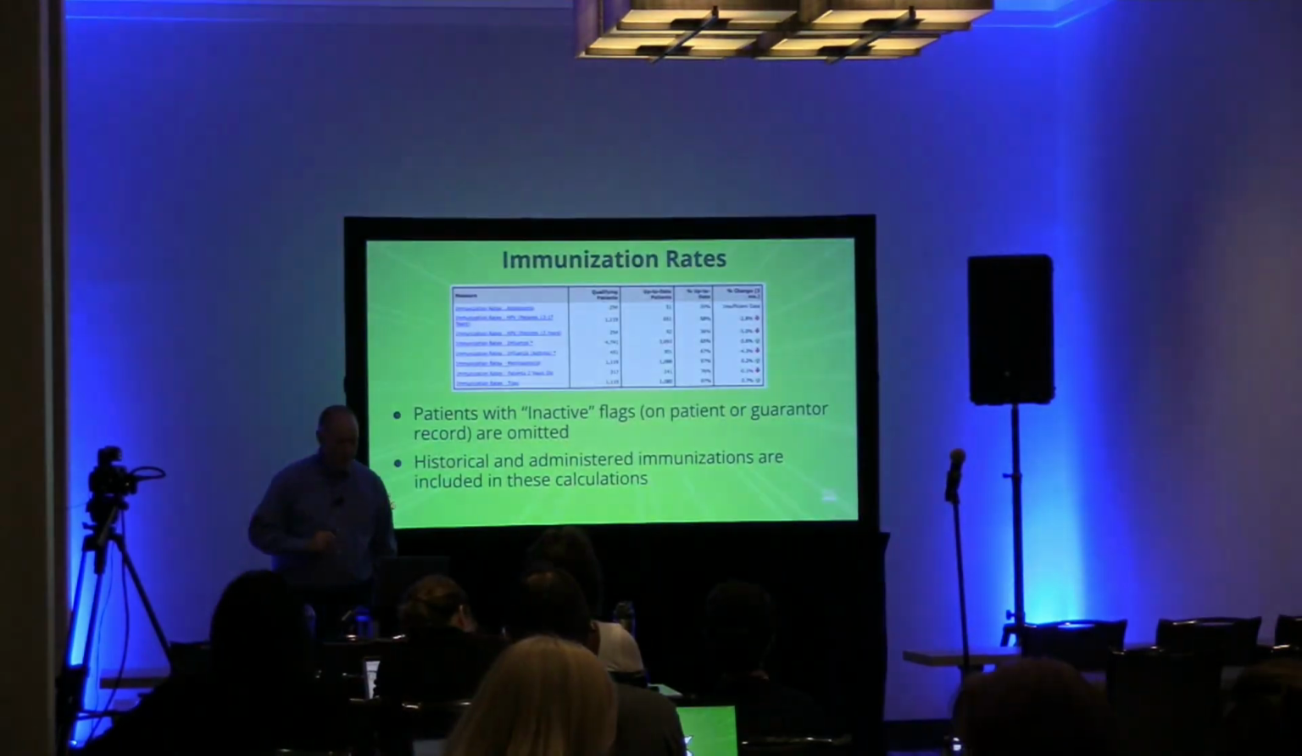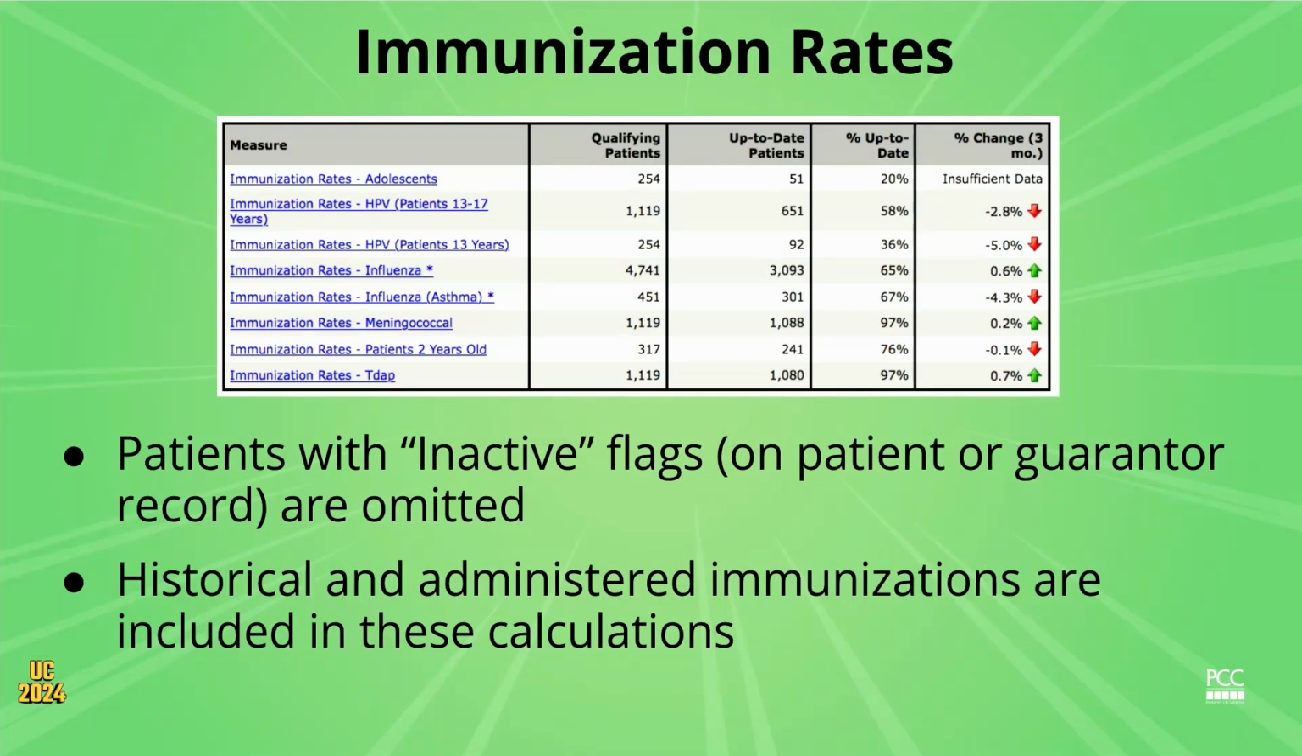Okay. Immunization rates, let's talk about that. This also includes only patients without inactive flags, so it excludes patients that have those inactive flags that I talked about. Any historical and administered immunizations are included in the measure. So if you are giving these vaccines, they are included, but even if they are entered as historical vaccines not given by your practice, but entered as a historical record, those are included in these measures.